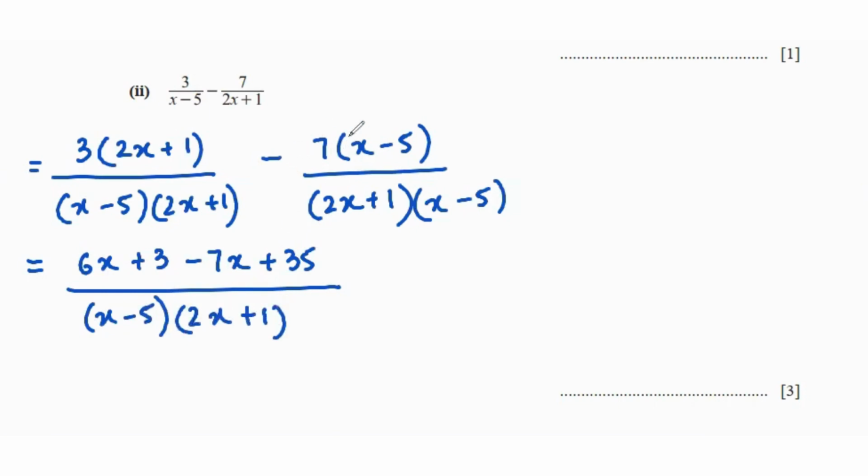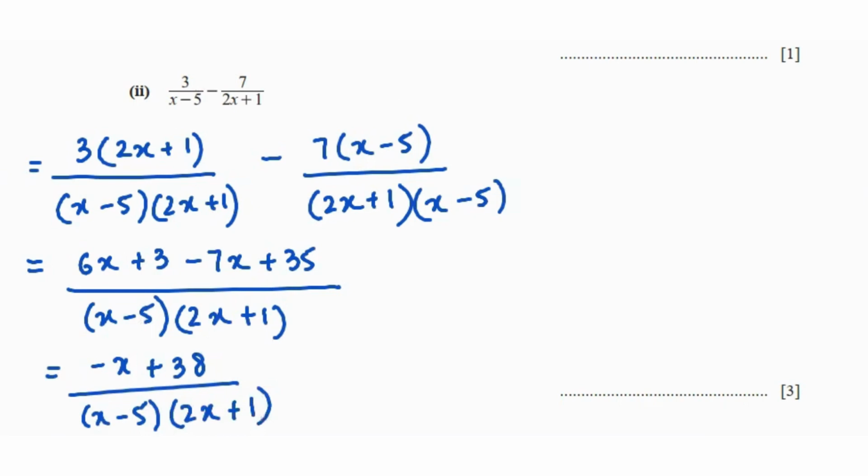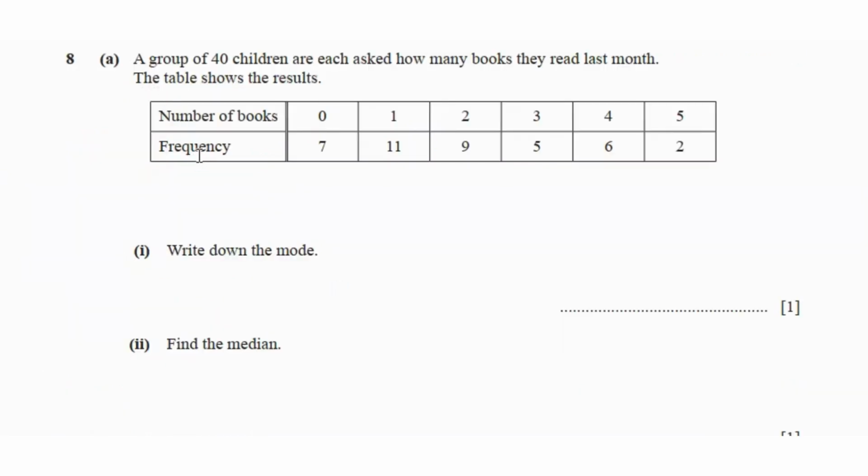Why is it negative 7x plus 35? Because we're multiplying the negative sign with x and minus 5 as well, not just 7. So that's going to be minus x plus 38 over x minus 5 times 2x plus 1.